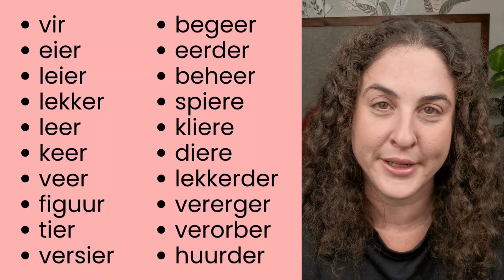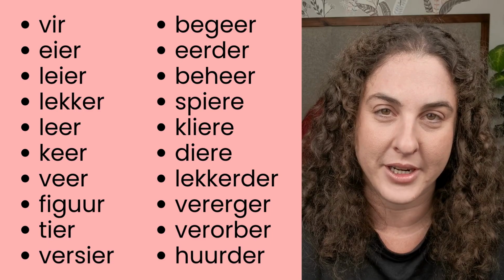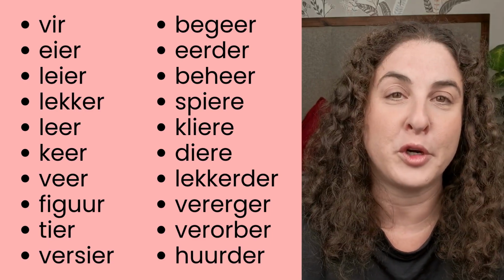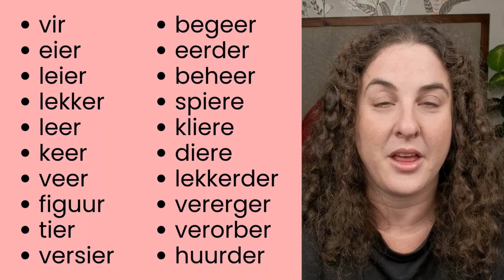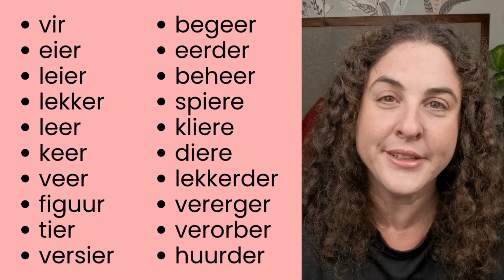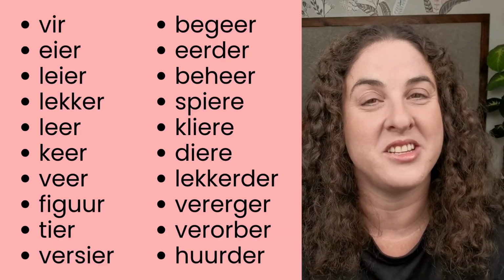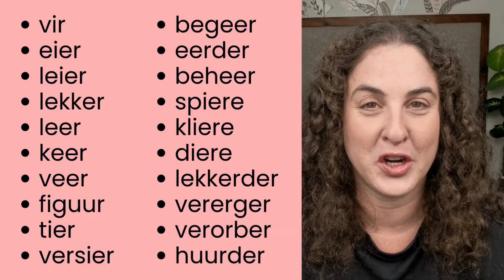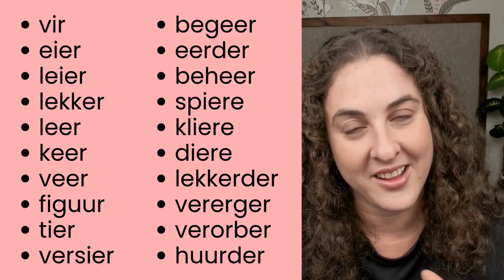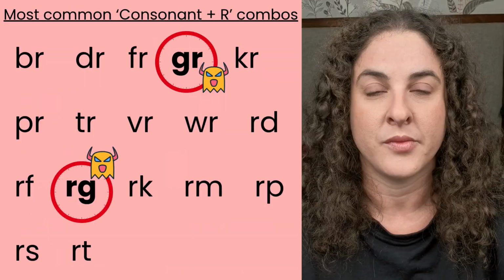Okay, I didn't quite get that middle one. Vererger. Vererger, right? We don't say it that slow. Verorber. And then hierder. So these are nice tongue twisters, especially if you struggle with the R. I'll have to practice it as well.